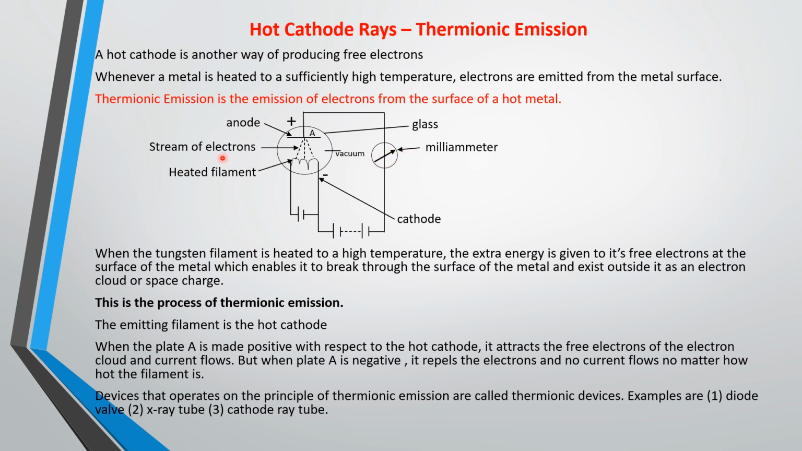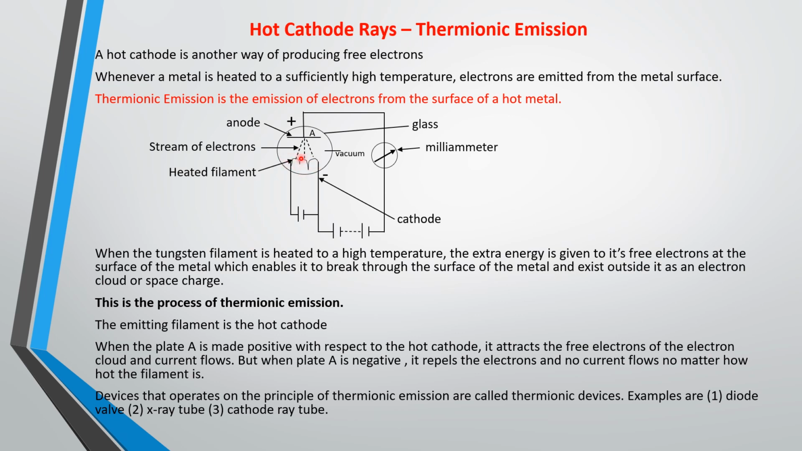Then this is just a diagram of streams of electrons. This is the glass tube where the electrons are produced. Then you have a vacuum, just like you had in that gas tube that has a vacuum pump. So you have a vacuum pump here. Okay, vacuum.